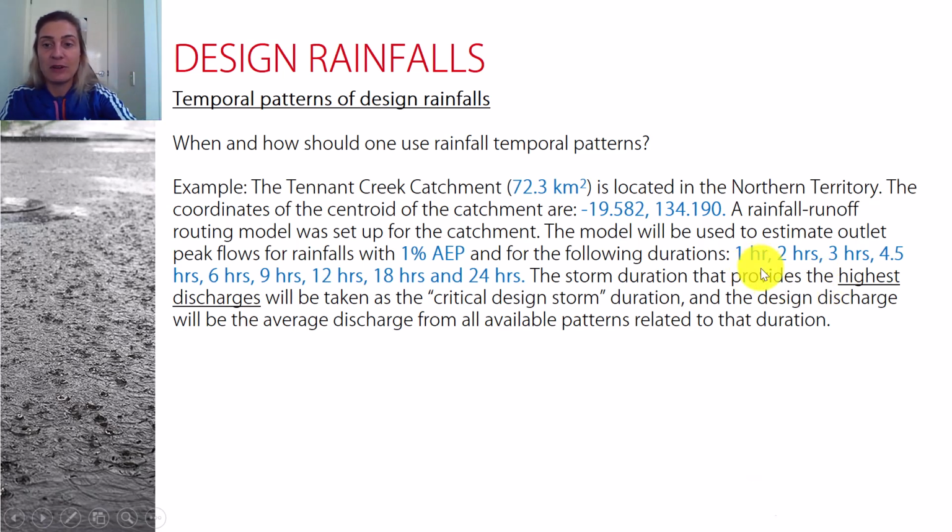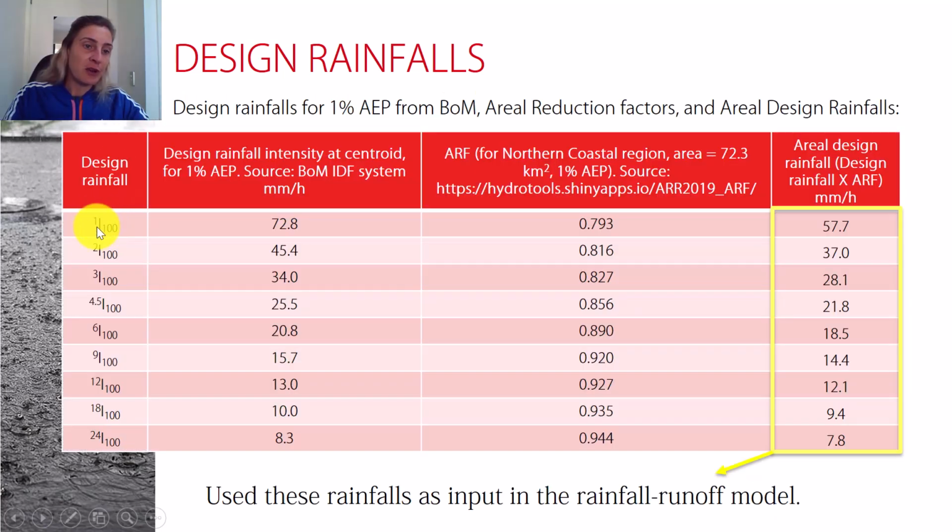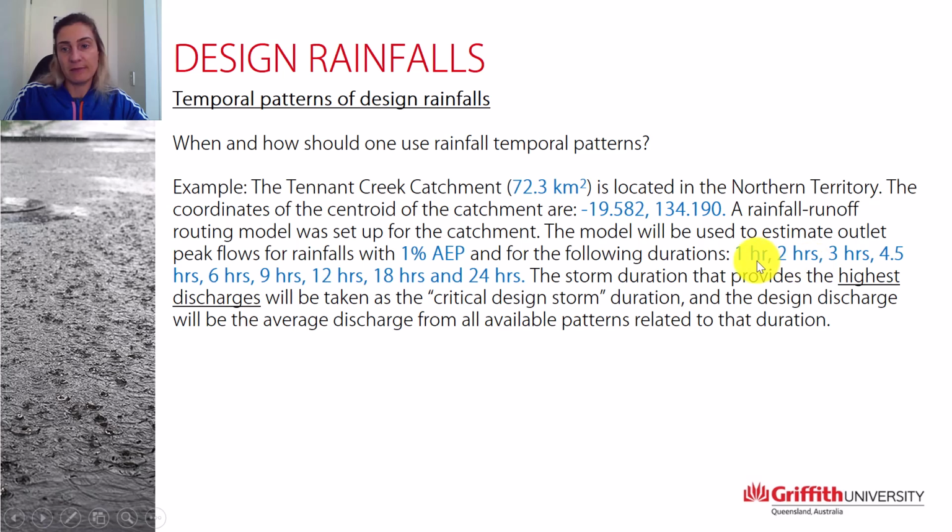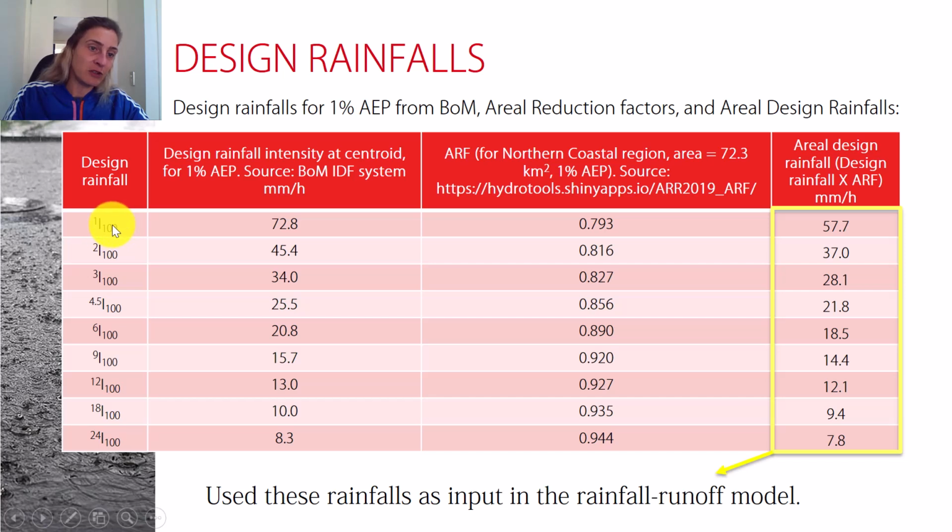So if we have 1, 2, 3, 4, 5, 6, 7, 8, 9, in this case we have 9 rainfall durations. So 9 times 10, we will have 90 different simulations. Here we have the durations that we need to simulate, and this is specified here. All right, so we have this 100 here, as you may remember, refers to 1% AEP. So 1 every 100 years, roughly. Here we have the design rainfall intensity at the centroid of the catchment for 1% AEP. This came from the BOM IDF system.